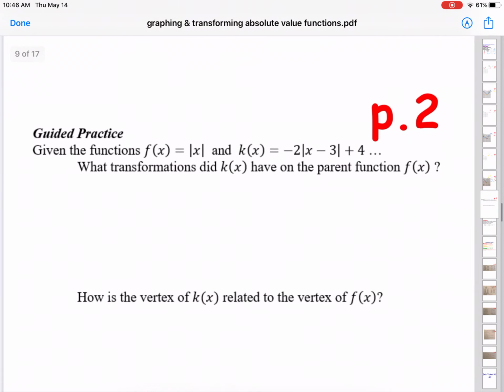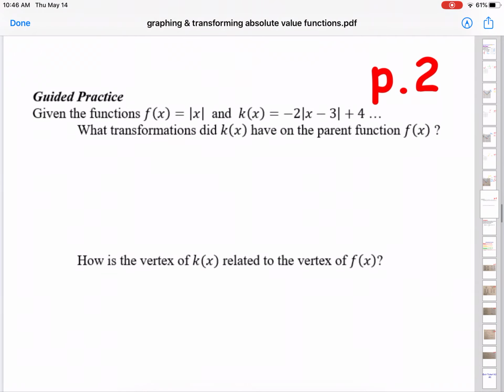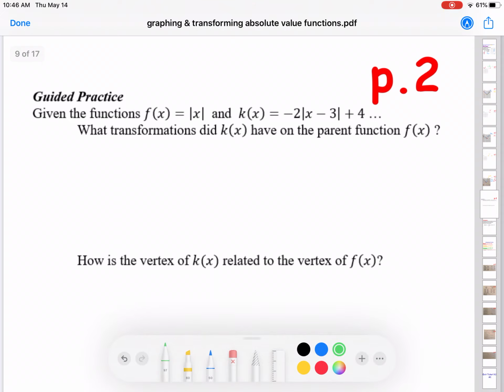So let's take a look at our guided practice. Here we're being given the function f of x, which is our parent function, and then k of x, which is our new function. So in our new k of x function, we see that our value of a out front is -2. We see that our value of h here inside of our bars is -3. And we see that our value of k on the end is +4. So let's start by identifying these transformations.